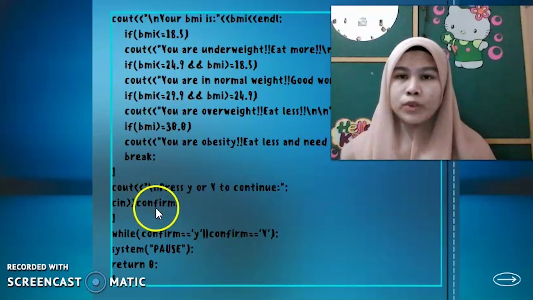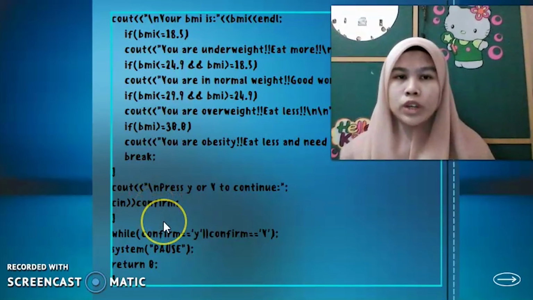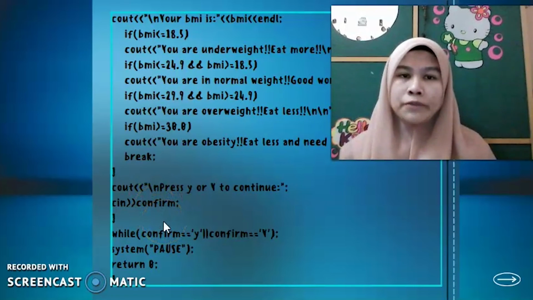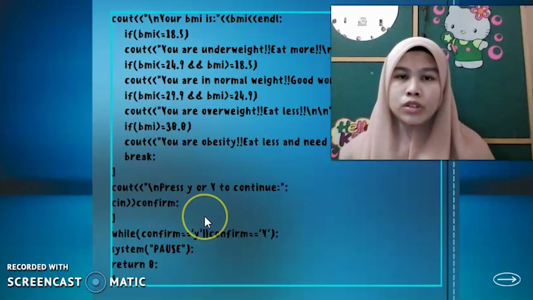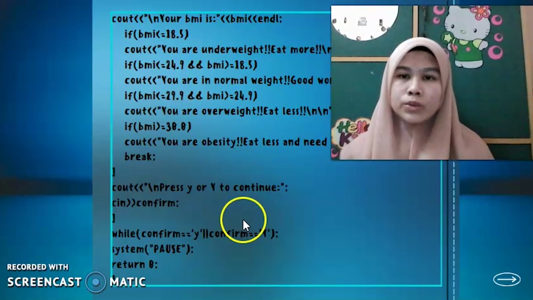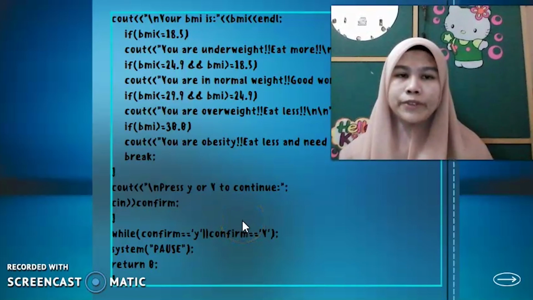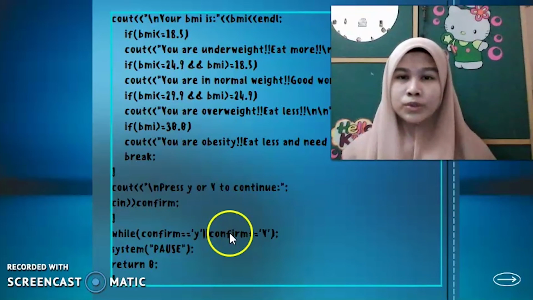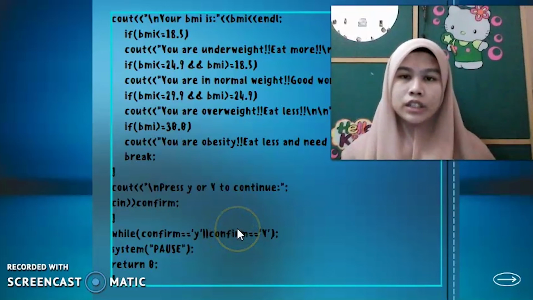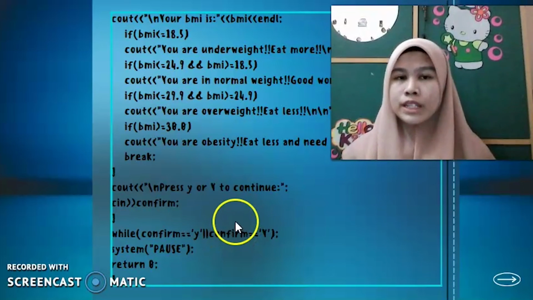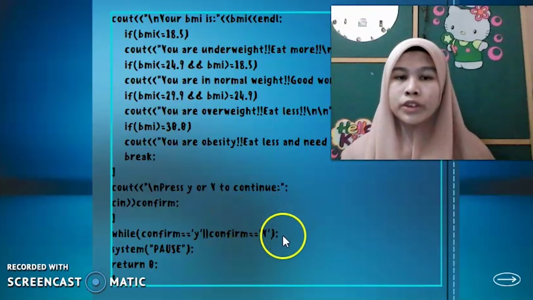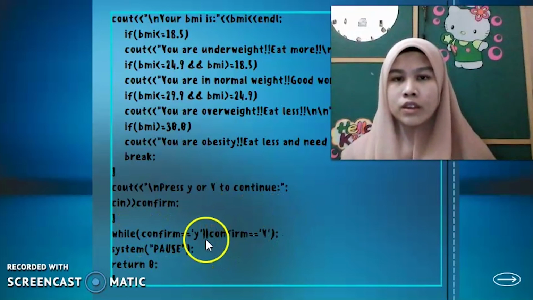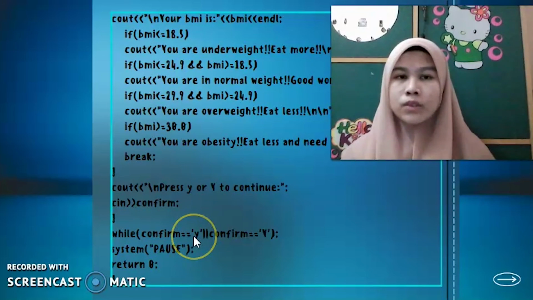As for confirm, it is the character that we have declared. If the user inserts small y or capital Y, it will return back to the enter your choice line. But if the user inserts anything other than that, it will end. Also, there is the do while function, where do refers to the statement and while refers to the condition, whether we want to continue using the system or not.